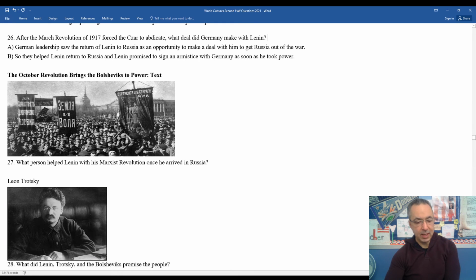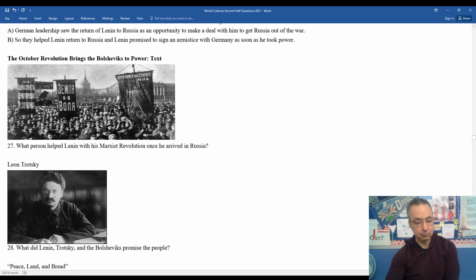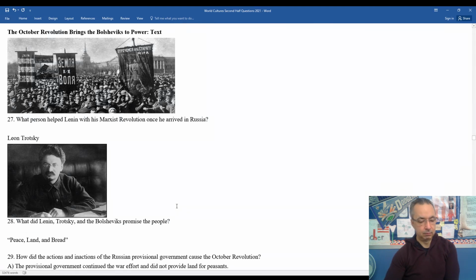28, what did Lenin, Trotsky, and the Bolsheviks promise the people? Remember, Bolsheviks is communists. The rallying cry for the Russian Revolution: peace, land, and bread. Peace meaning the end of fighting in World War I, because the war's still ongoing. Land meaning people would have land to work, and then bread, of course, food for the starving people.